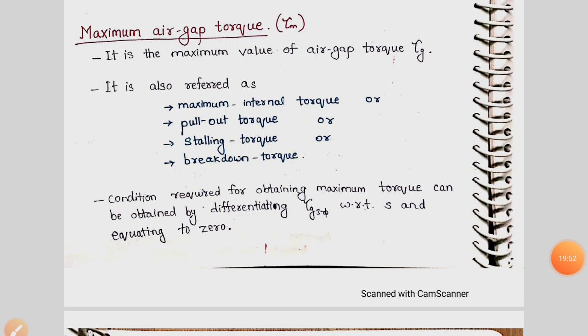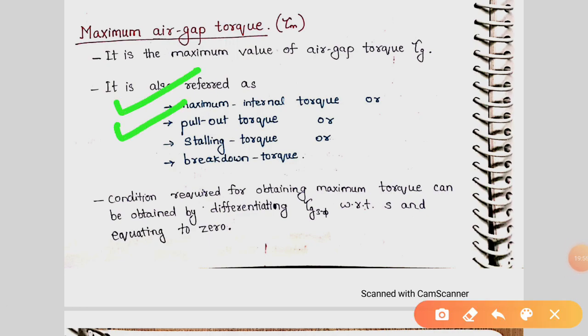Next is maximum air gap torque. It is also known as maximum internal torque or pull out torque or stalling torque or breakdown torque. It is the maximum torque which is available at the air gap.